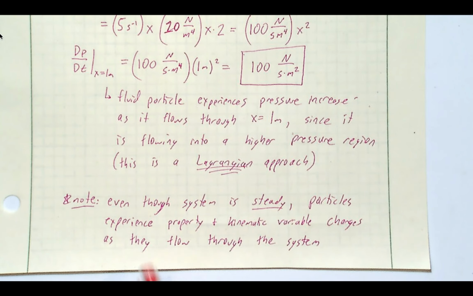All right, so in general, even though the system is steady, the general statement we can make out of this is that even though a system is steady, meaning that local time derivatives are 0, particles themselves can have property and kinematic variable changes as they flow through the system. So particles experience time changes even though the system itself is steady.